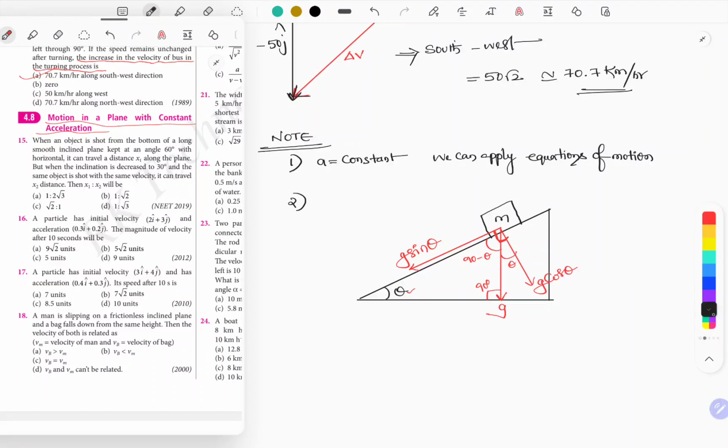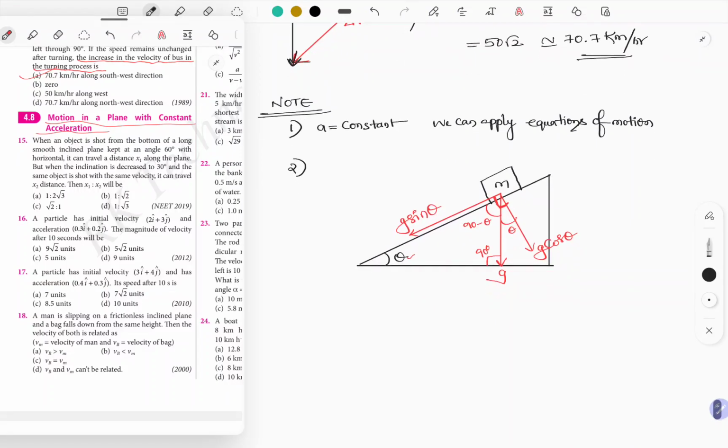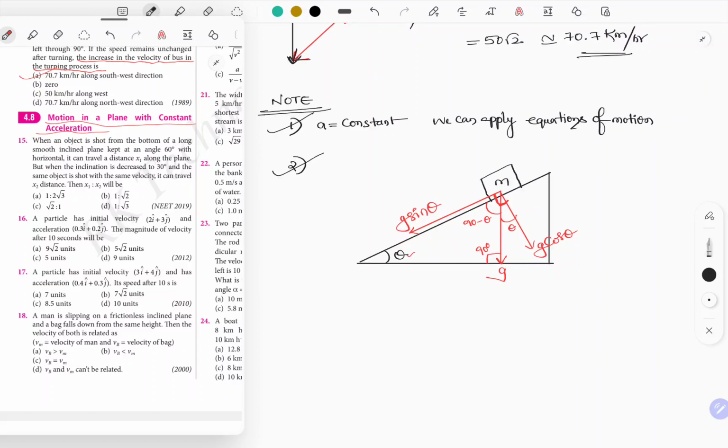So the acceleration which is responsible for displacement of the object on the inclined plane is g sin theta, not g cos theta. Hope you understand this representation. These are the two points I would like to mention before solving this numerical. Hope you understood. Look at this question number 15.